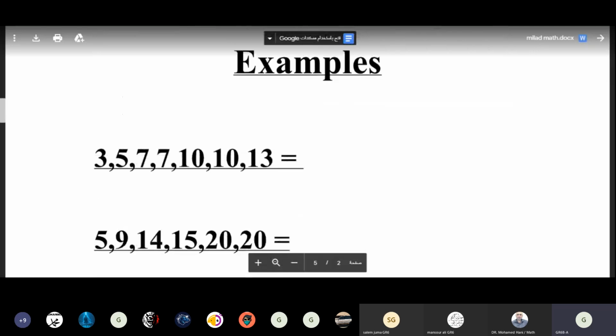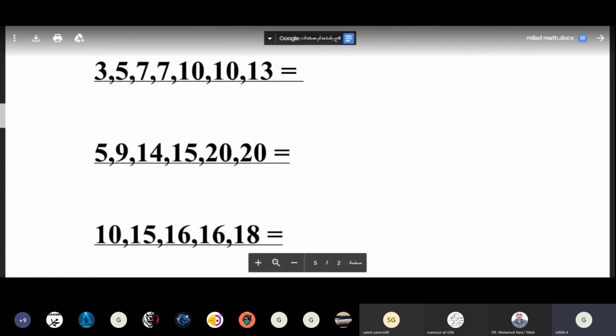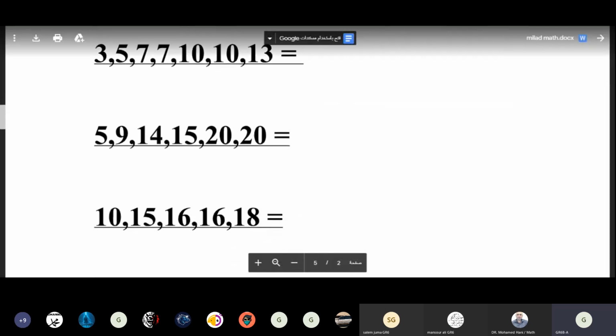Some examples here. First, I will solve the first example, then I will let you solve it. Who can read the first example?